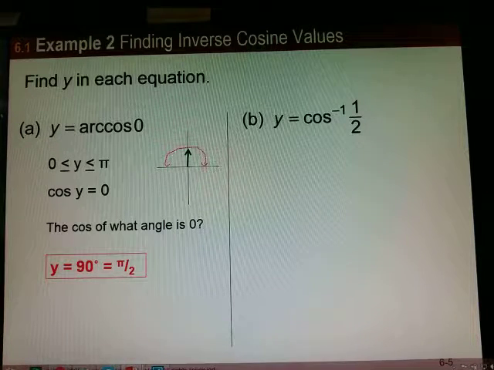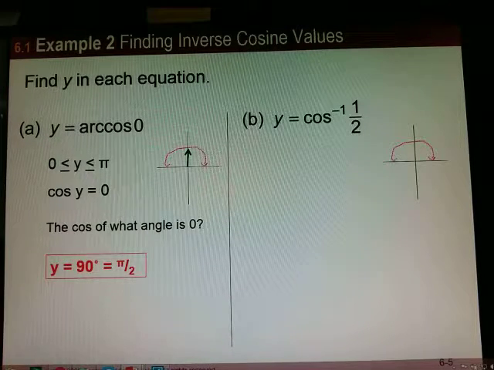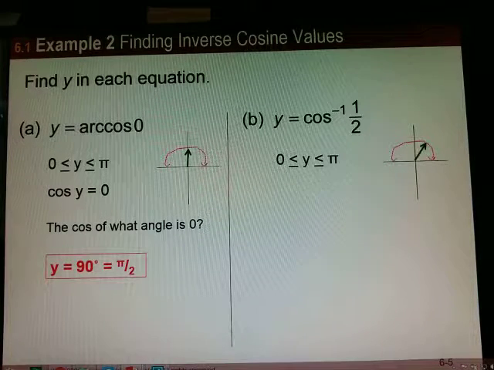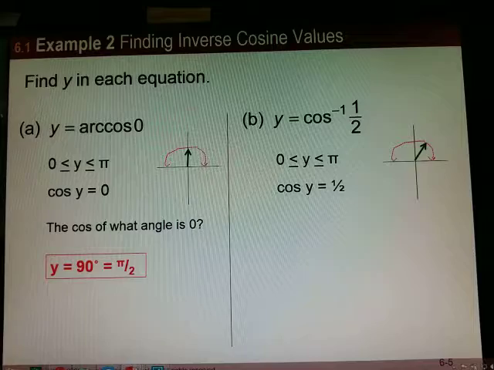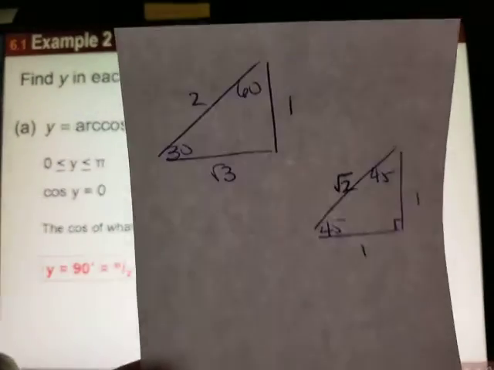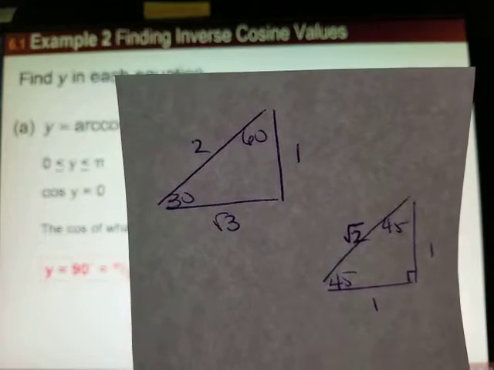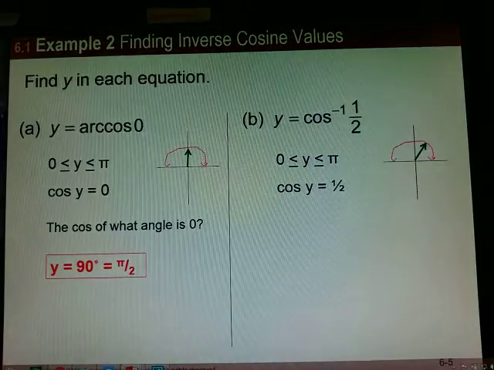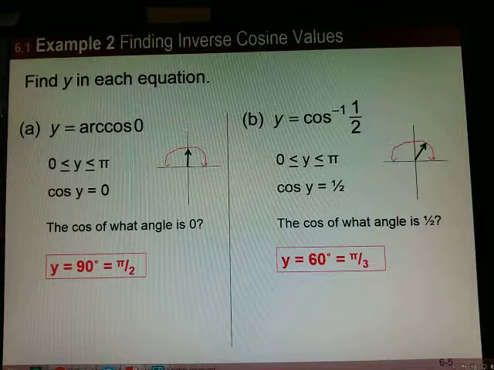On the next one, I'm asking, when is the inverse cosine 1/2? So again, the inverse cosine is restricted to the top 2 quadrants. That's the first thing you need to be concerned with. When is it positive? Well, that would be in quadrant 1. Then we're looking for the cosine of what angle is 1/2. So we take a look at our triangles. The cosine of what angle would be 1/2? And hopefully you're thinking that would be 60 degrees. So 60 degrees and pi thirds.